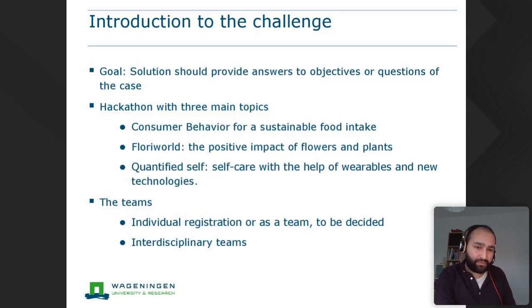We have experts for these 3 topics who will give you information and hopefully also inspiration to take part in this hackathon. We will let you know if you register, if there will be teams which you will be involved in or individual registrations. And hopefully we will have interdisciplinary teams, so looking at these challenges from different angles.